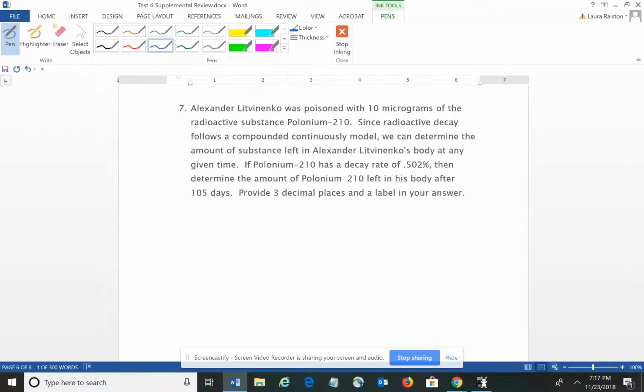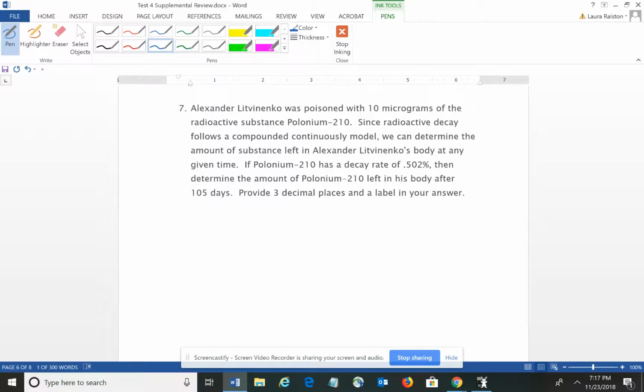We're continuing with the supplemental review questions for test number 4. I'm picking up with number 7, and it says Alexander was poisoned with 10 micrograms of the radioactive substance polonium-210.